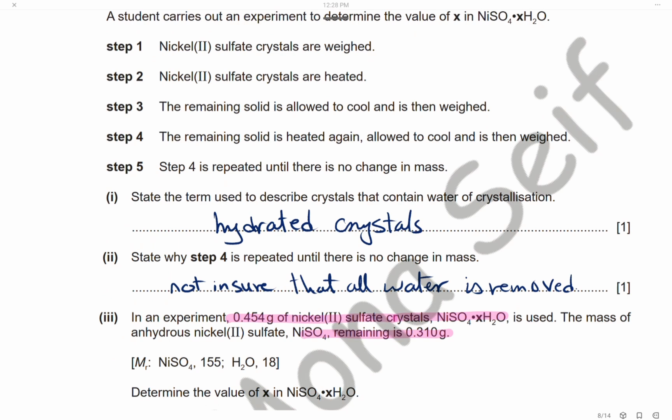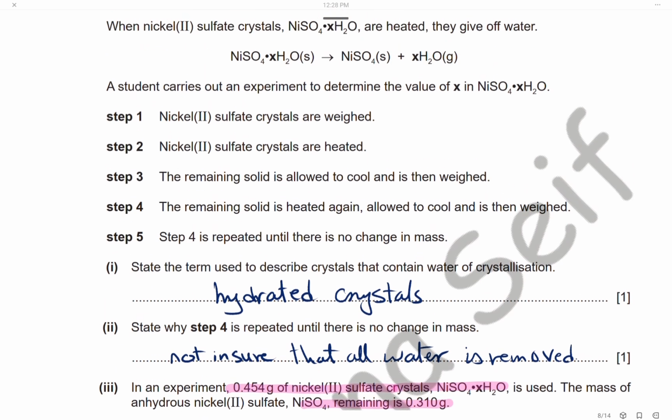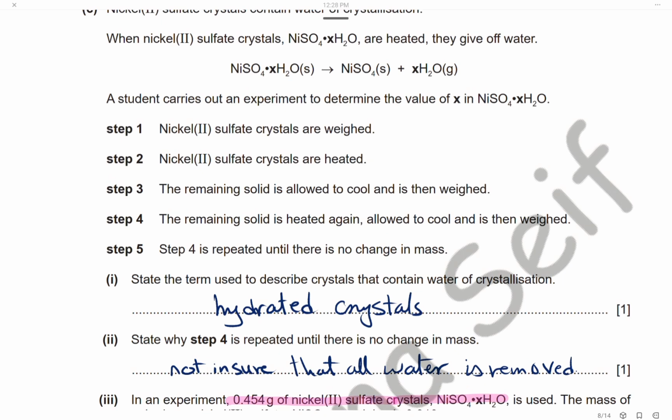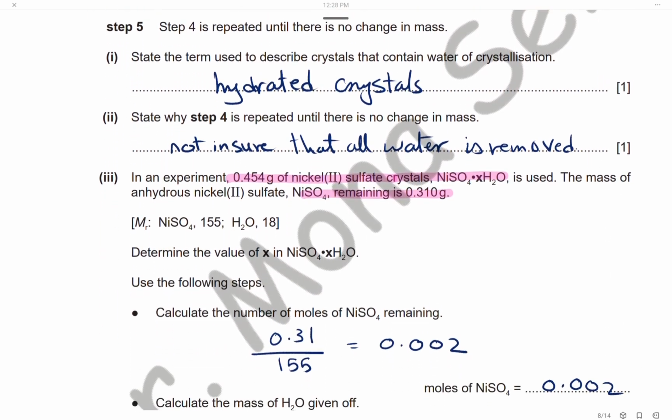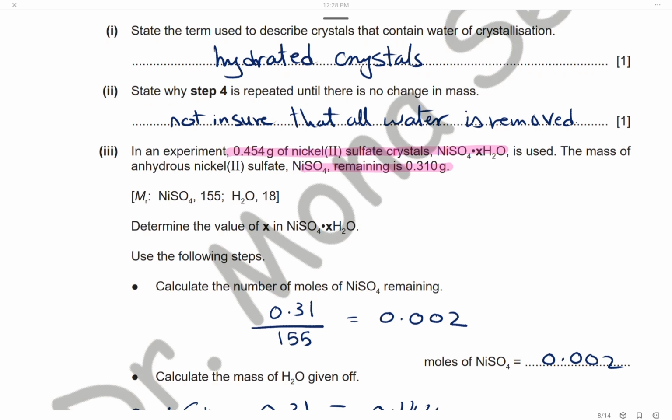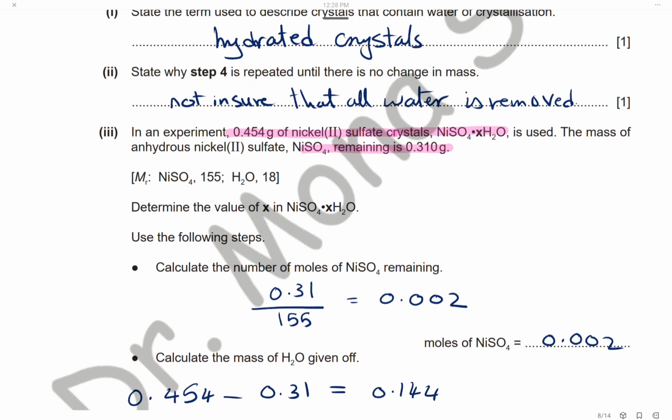State why step 4 is repeated until there is no change in mass. We have to heat the crystal and wait, reheat and reweigh until there is no change in mass. That means the mass becomes constant, to ensure that all the water has been removed and we only have the anhydrous nickel sulfate. Here in the experiment we have 0.454 grams of nickel sulfate crystal, the hydrated crystal. Then the remaining mass after heating is 0.31 grams.